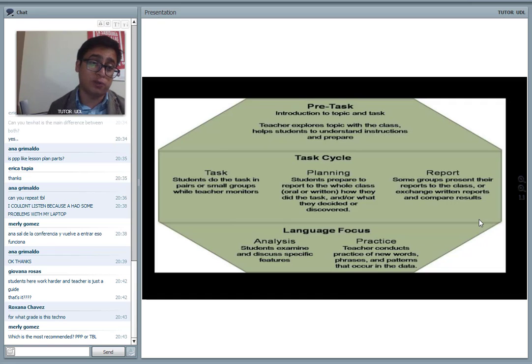But I think that, of course, you need to start with the PPP first, and little by little you can introduce the task-based learning approach, because it's more difficult. Here, for the task-based learning approach, the students need to think, need to know how to work together. It is not just to know English. Here they need to develop their collaborative skills as well, right?